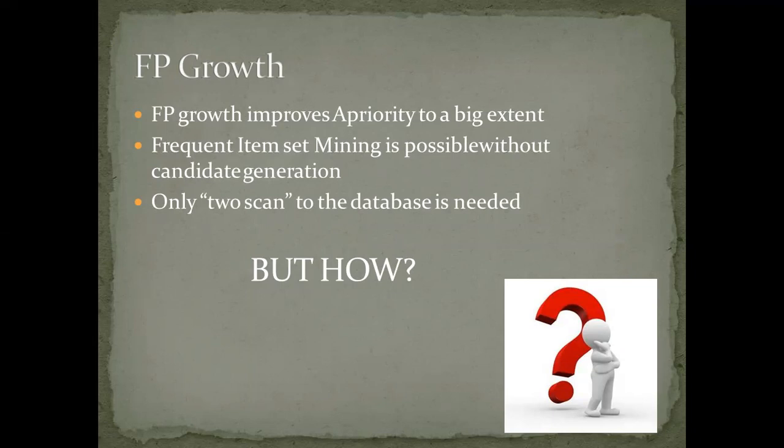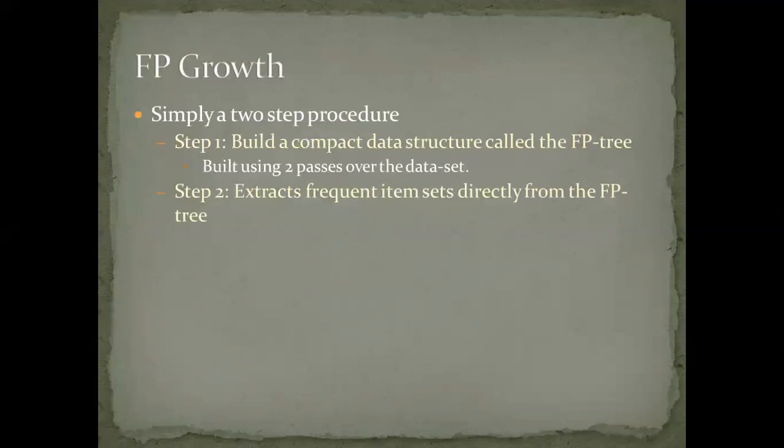But how does the FP growth algorithm move through the process? We follow only two steps. Step one: build a compact data structure called the FP tree by using two passes over the data set. We use null as the root node, and after that each transaction is linked from the null to the next pattern level.